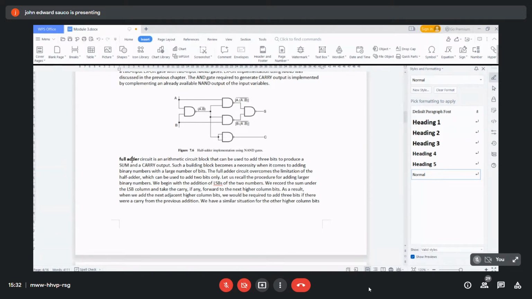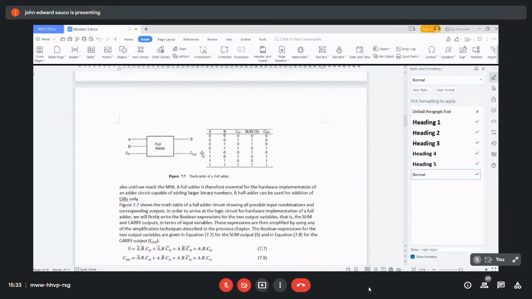So, let us recall the procedure of adding larger binary numbers. We begin by adding the LSB, the least significant bits of the two numbers. We record the sum under the LSB column and take the carry forward to the next higher column bits. So, add the next adjacent higher column bits. We are required to add 3 bits, since there's a carry from the previous addition. So, this is what the full adder is about. Also, we reach the MSB. So, this is the MSB, the A, in this table.